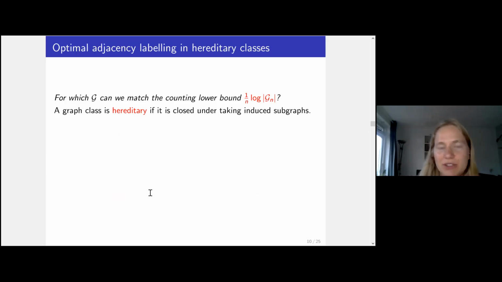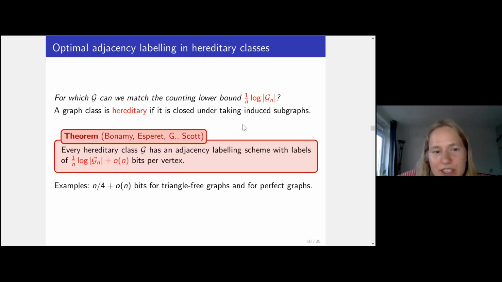Well, why is this something natural to ask for? If you have a labeling scheme for a graph, you can also apply it for its induced subgraphs. So it's kind of natural to just plug your induced subgraphs into the graph class as well, because it will just increase your lower bound and the scheme will still work. So it's kind of natural to start looking at these hereditary graph classes. And what we can show is that we can get a labeling scheme matching the lower bounds up to an additive term of little o of n.